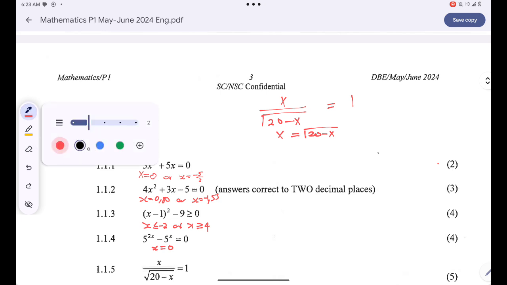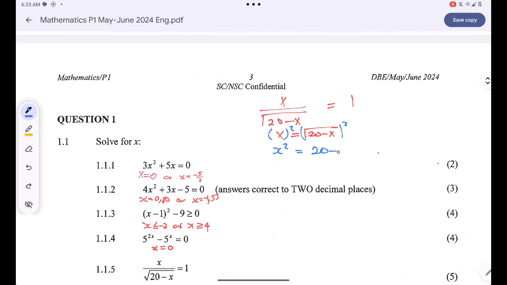The fractions are gone, but now I need to remove the surds. I can do so by squaring both sides, and then I'll be left with x squared is equal to 20 minus x. Now that I don't have surds, brackets, or fractions, the next step is to make sure your equation is in standard form. Standard form simply means everything is on the left hand side and there's 0 on the right hand side. So this will give me x squared plus x minus 20 is equal to 0.